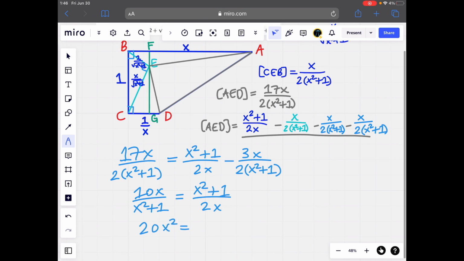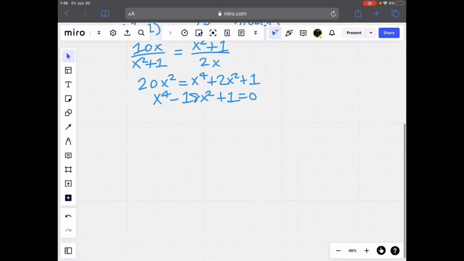20x squared equals x to the 4th plus 2x squared plus 1. And now we subtract 20x squared from both sides. We get x to the 4th minus 18x squared plus 1 equals 0. This is a quadratic in x squared, and we can solve it pretty easily. We have 18 plus or minus the square root of 18 squared, 324, minus 4 times 1, which is 4. All of that over 2.